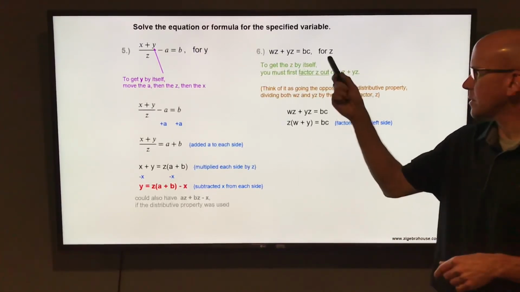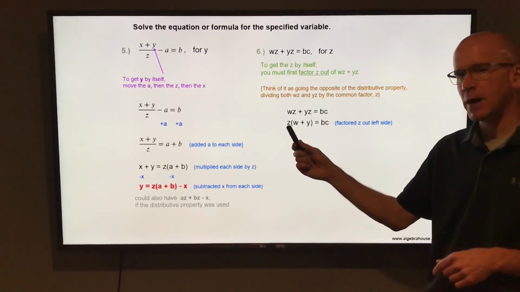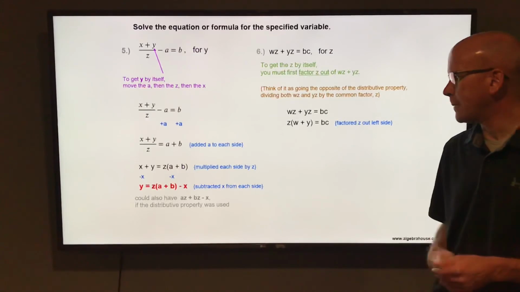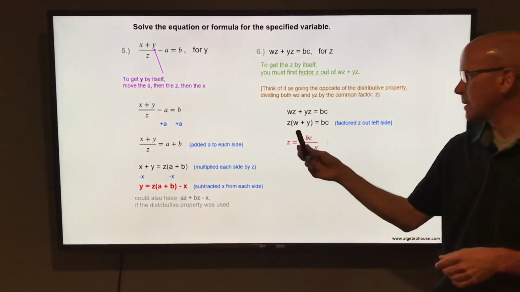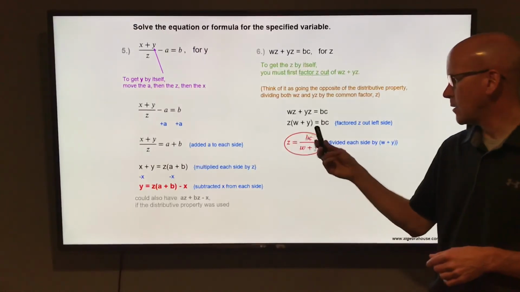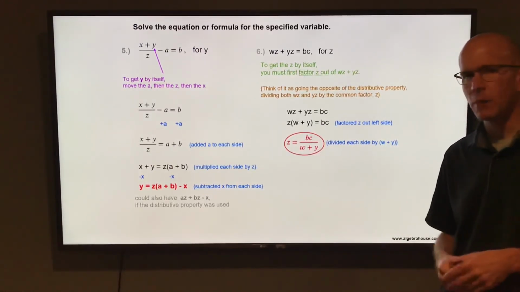Now again, we are solving for z. That's the reason we did that, because now we can get that z by itself by dividing each side by this w plus y. So if you divide each side by w plus y, on the left side, that would just be z, and on the right side, it would be bc over that w plus y.